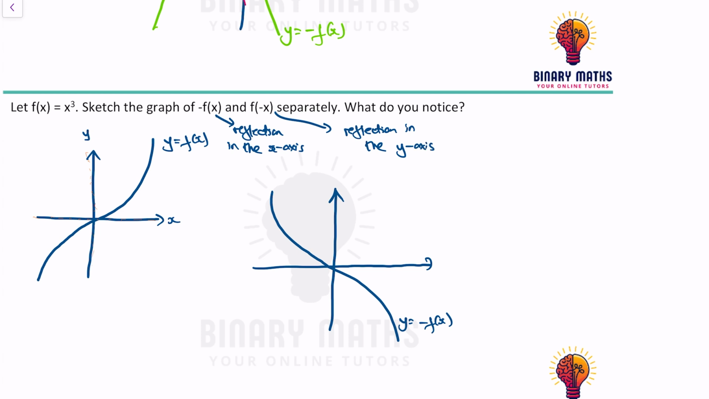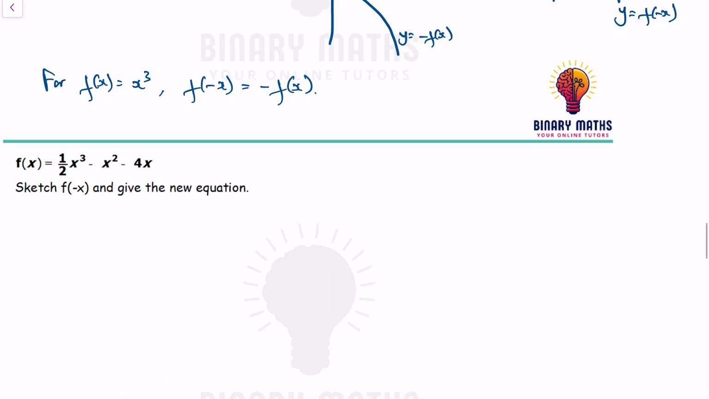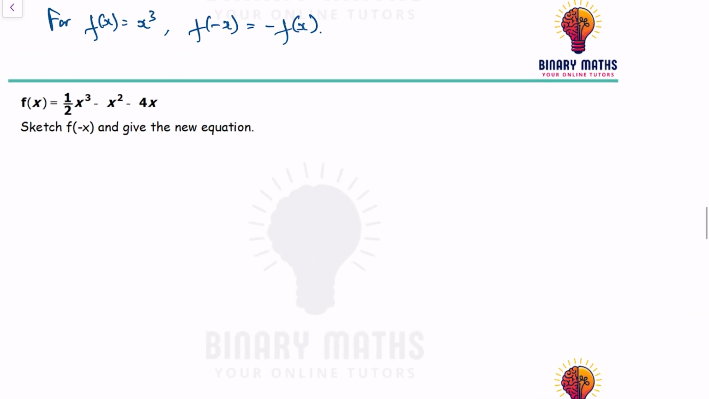Okay, so if I'm reflecting along there and I sketch it out separately, if I reflect along there, I end up getting this. But you can see that clearly they're both the same. So for f of x is equal to x cubed, f of negative x is the same thing as negative f of x. So we get the same graph regardless of whether we reflect along the x-axis or along the y-axis.